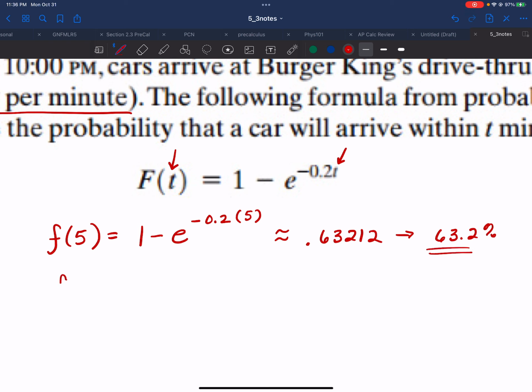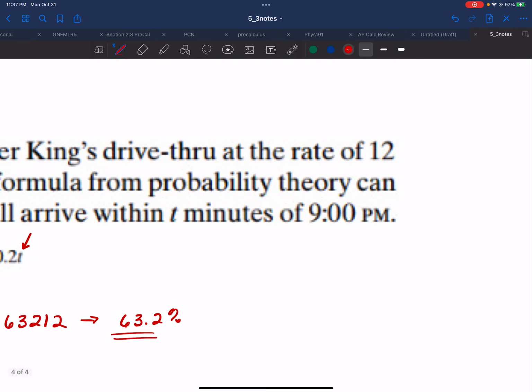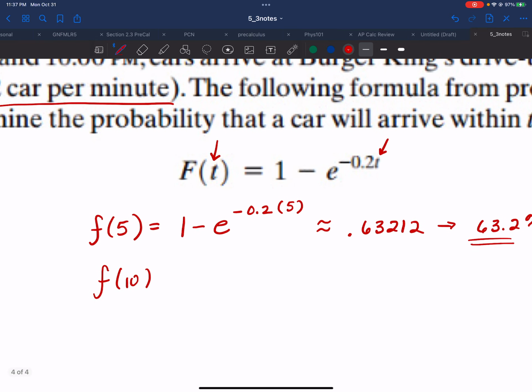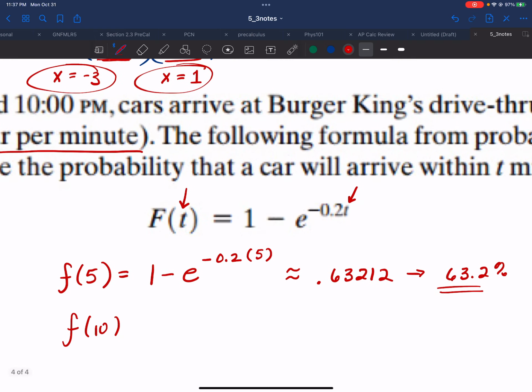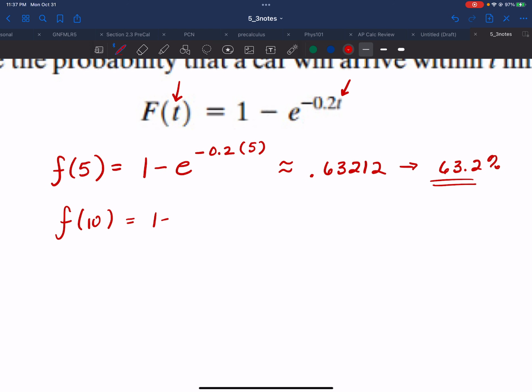You can do it for 10 minutes, right? And it says they arrive at a rate of 12 cars per hour. So in 60 minutes, right, we know we have 12 cars. So we should be able to find the probability that a car will arrive in there. So again, go ahead and take a look at that and approximate that value. Oops, sorry, not 5. We're substituting in 10.